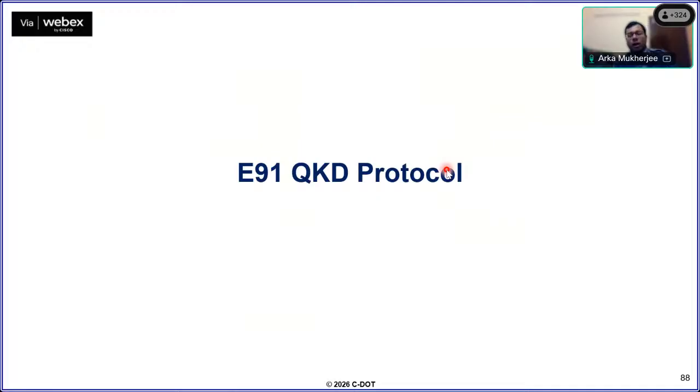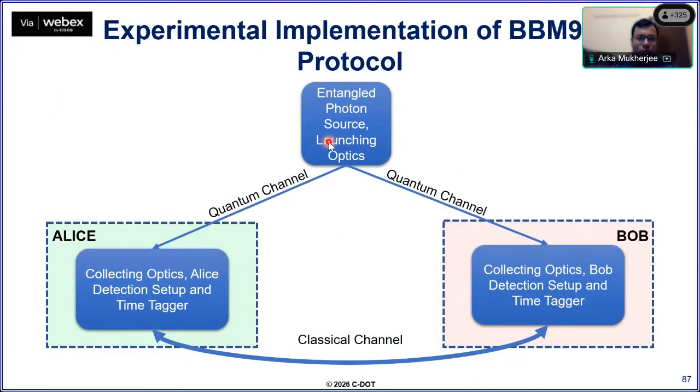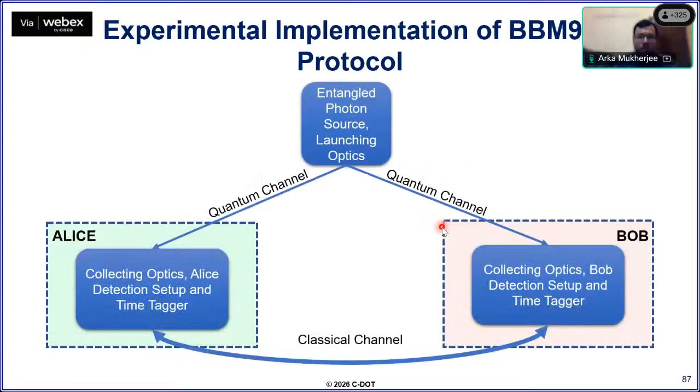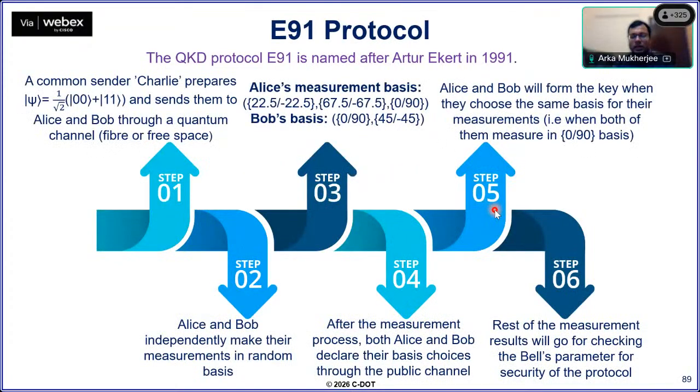Now in the BBM 92 protocol, we have assumed that the source is perfectly generating entangled states. We have not performed any check on the source. We have trusted that it will always produce a perfect entangled state. But the E91 protocol is more secure in the sense that it performs a check on the source. It verifies whether it is actually an entangled source or not using the Bell CHSH test that I showed earlier.